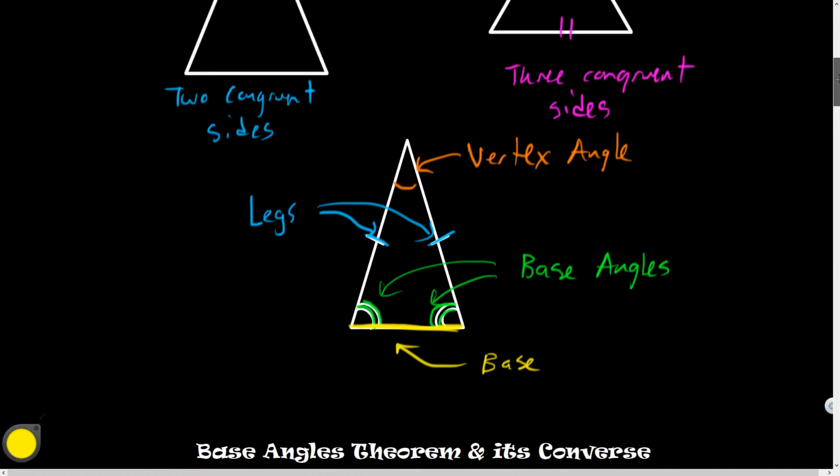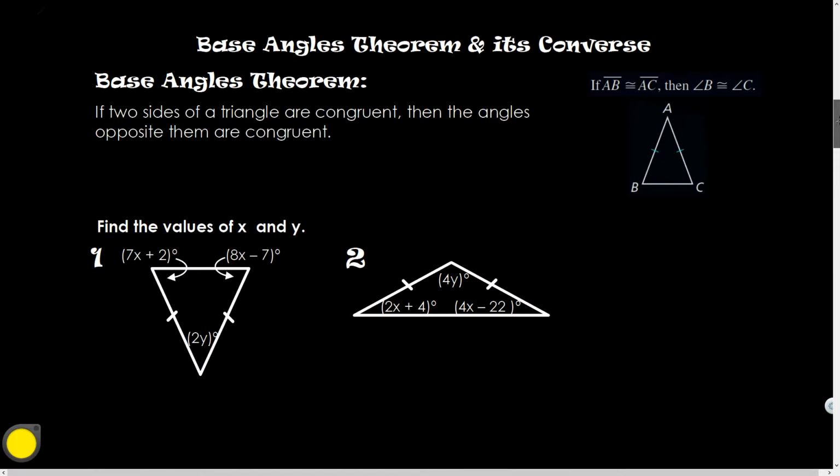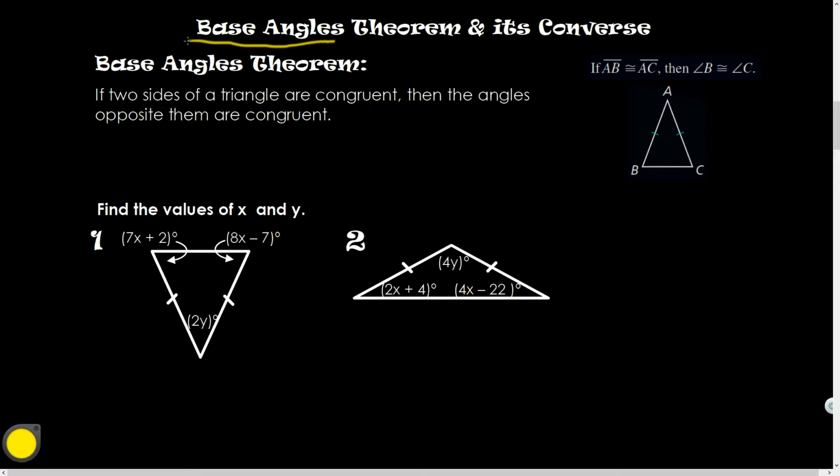So there's some terminology, and with that terminology, it turns out the following. The base angles theorem, which we will refer to as BAT. That's right, BAT. Which says this: if two sides of a triangle are congruent, as shown, then the angles opposite them are congruent. The angles opposite them are the base angles.